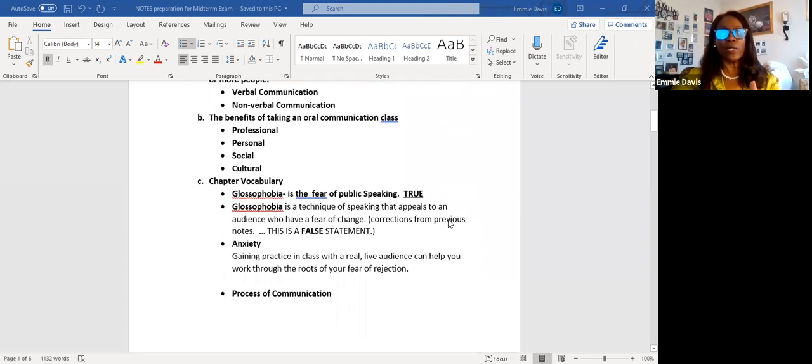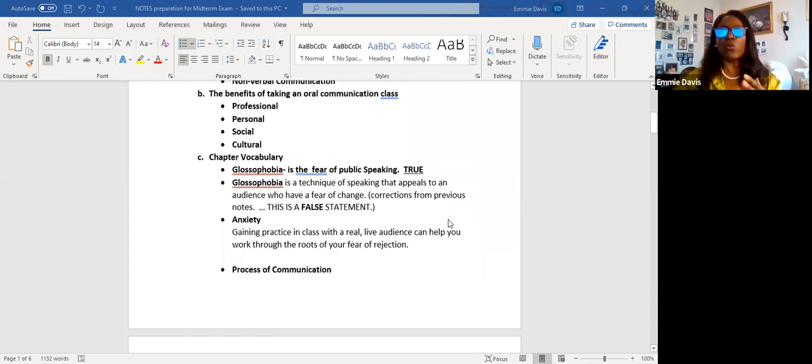One thing I want to clarify though. When we were discussing the other day, and I kept pulling things from the midterm to show you, this particular one here, I forgot to tell you, I think I may or may not have. It says glossophobia is a technique of speaking that appeals to an audience who have a fear of change, and I just let it stay there. I'm not sure whether I said that's true or false, but that is a false statement, okay? I did not complete this first part up here, and that's what made me think maybe you didn't get the correct answer to that.